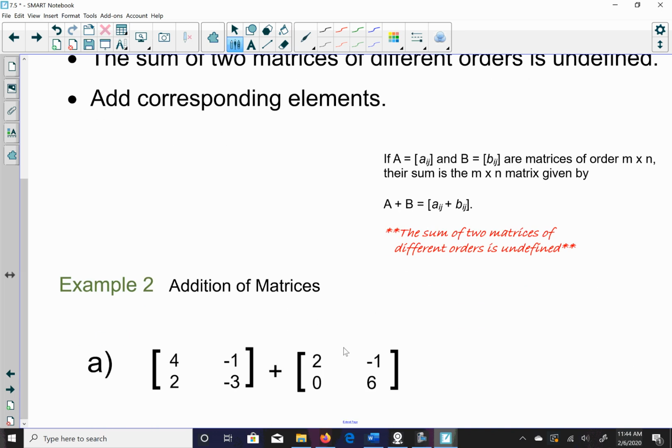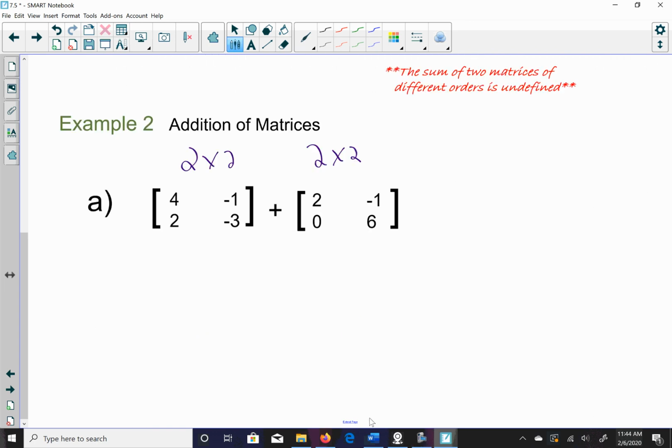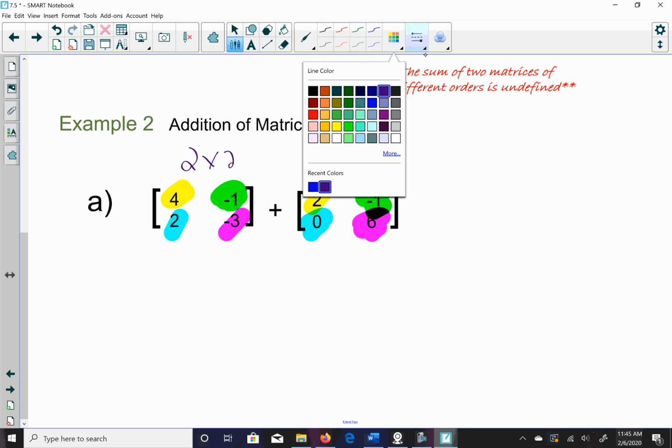So if I have this one down here, this is a 2 by 2, and I'm trying to add it to another 2 by 2. So the order is the same, which means I can do it. Then to add, I'm going to add the corresponding parts: row 1, column 1, row 1, column 2, row 2, column 1, and finally row 2, column 2. So when I add those, I'm just going to add the corresponding parts.